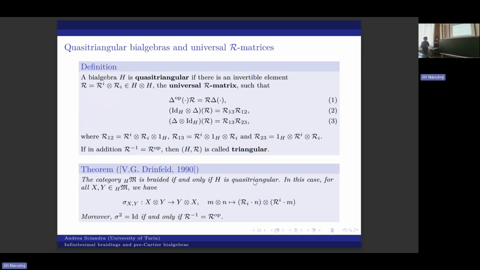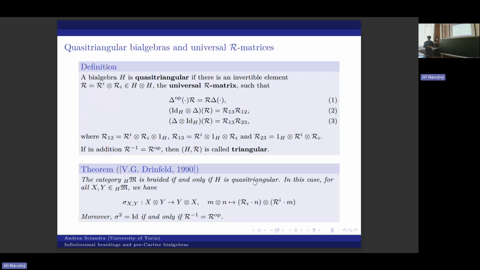And in fact, it depends on whether you are able to define a quasi-triangular structure on your bialgebra H. This notion was introduced by Drinfeld. So a bialgebra H is quasi-triangular if there is an invertible element R, which we denote in this way with the Einstein summation, the so-called universal R-matrix, such that these three axioms are satisfied. The first one is a kind of commutativity between delta and R. It's also called quasi-commutativity. You can see that delta op, which is delta followed by the flip map, is not equal to delta, but you have R and R minus 1.